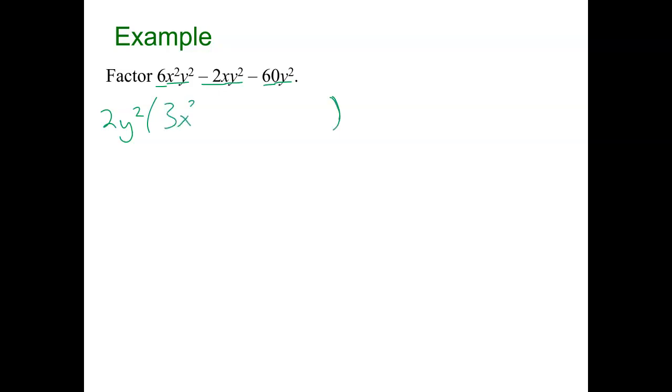3x squared minus x. Good. Now, we're not going to do anything else with the 2y squared. It's just going to come along for the ride. So you're going to rewrite it with each step, but you're doing nothing else with it. It's still part of your final answer. We're just going to focus on this new trinomial, 3x squared minus x minus 30.